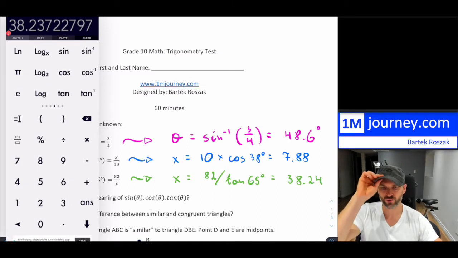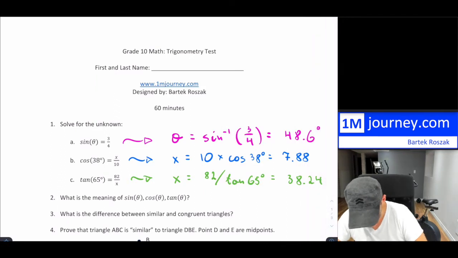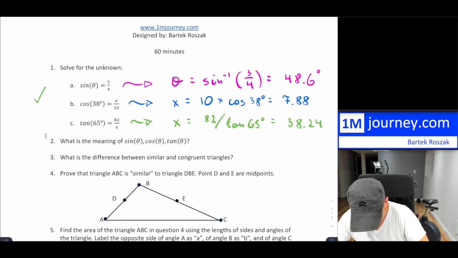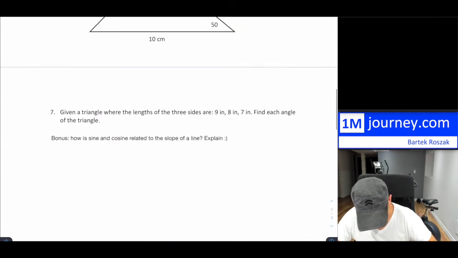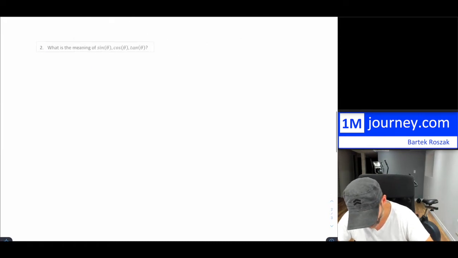All right, so that was question number 1 for us. That's out of the way. Let's take a look at question number 2. For question number 2, what is the meaning of sine, cosine, and tangent? This is a good one for us.